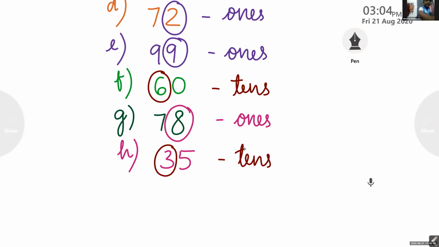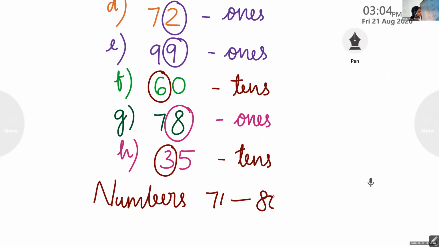Okay, so the numbers from 71 to 80. Very good. So next we can write the number and the number names for the numbers 71 to 80.